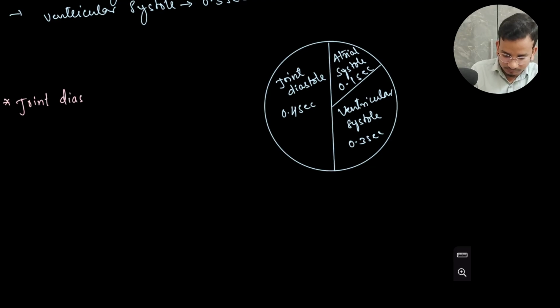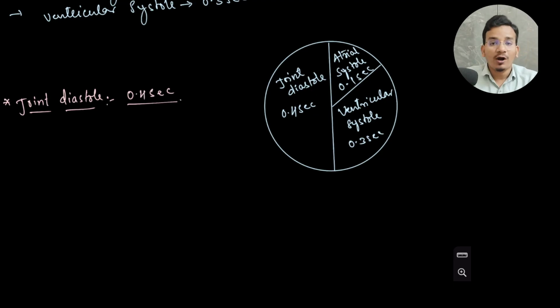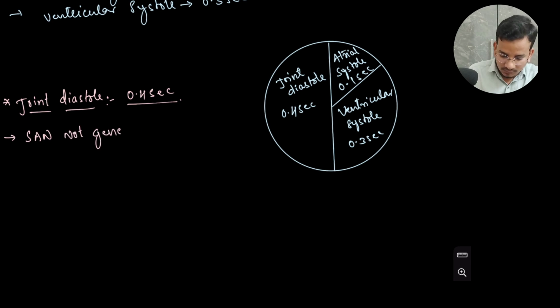Joint diastole. As you know, diastole is the relaxation of the heart. What is the time for joint diastole? 0.4 second. So what is happening in the joint diastole? You can see here the SAN is not generating any impulse for contraction.